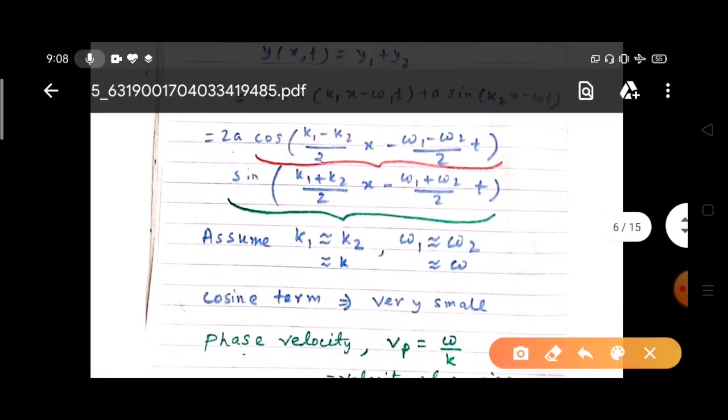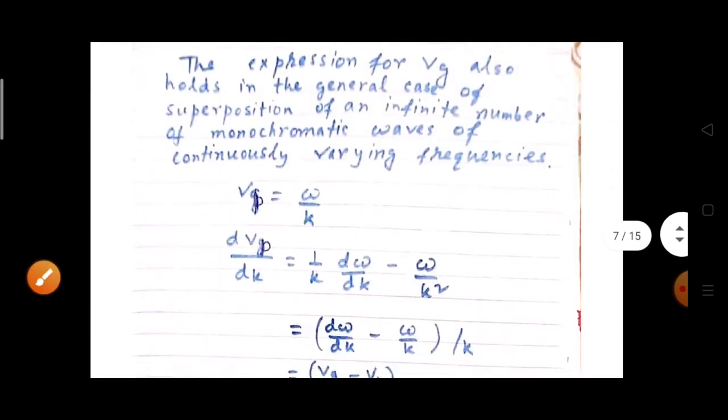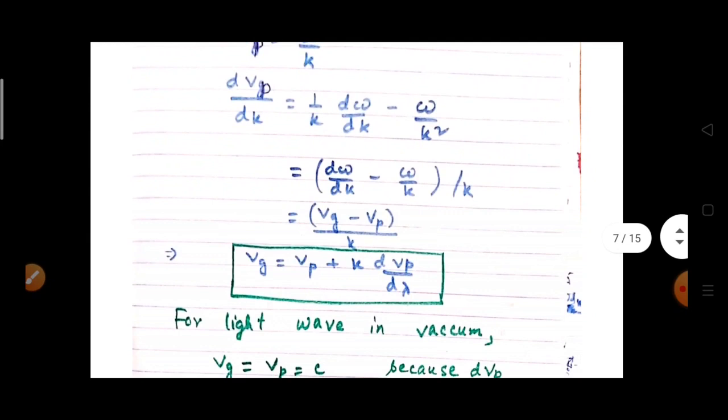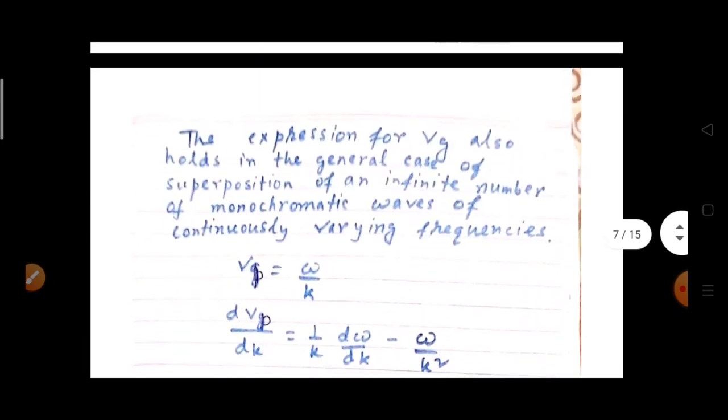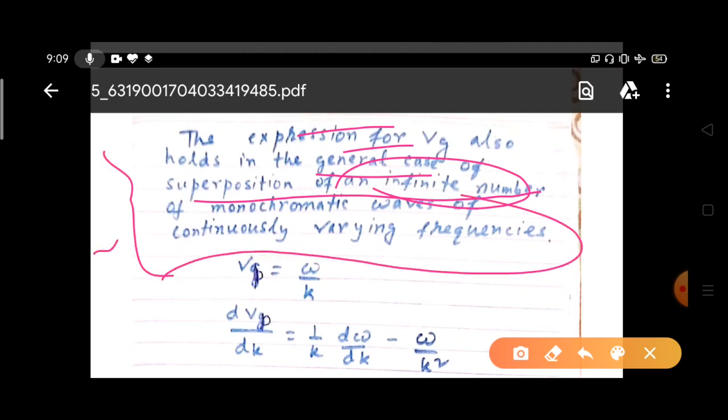Now whenever k1 is nearly equal to k2 and omega 1 is nearly equal to omega 2, this cosine term will be very small. Now let us find out the general expression for Vg, and how Vg and Vp are related to each other. Also we have understood that this expression for Vg holds for the general case of any number of superposed waves. We have already done it only for two waves, but it is also valid for an infinite number of monochromatic waves with continuously varying frequency. So it is very important.